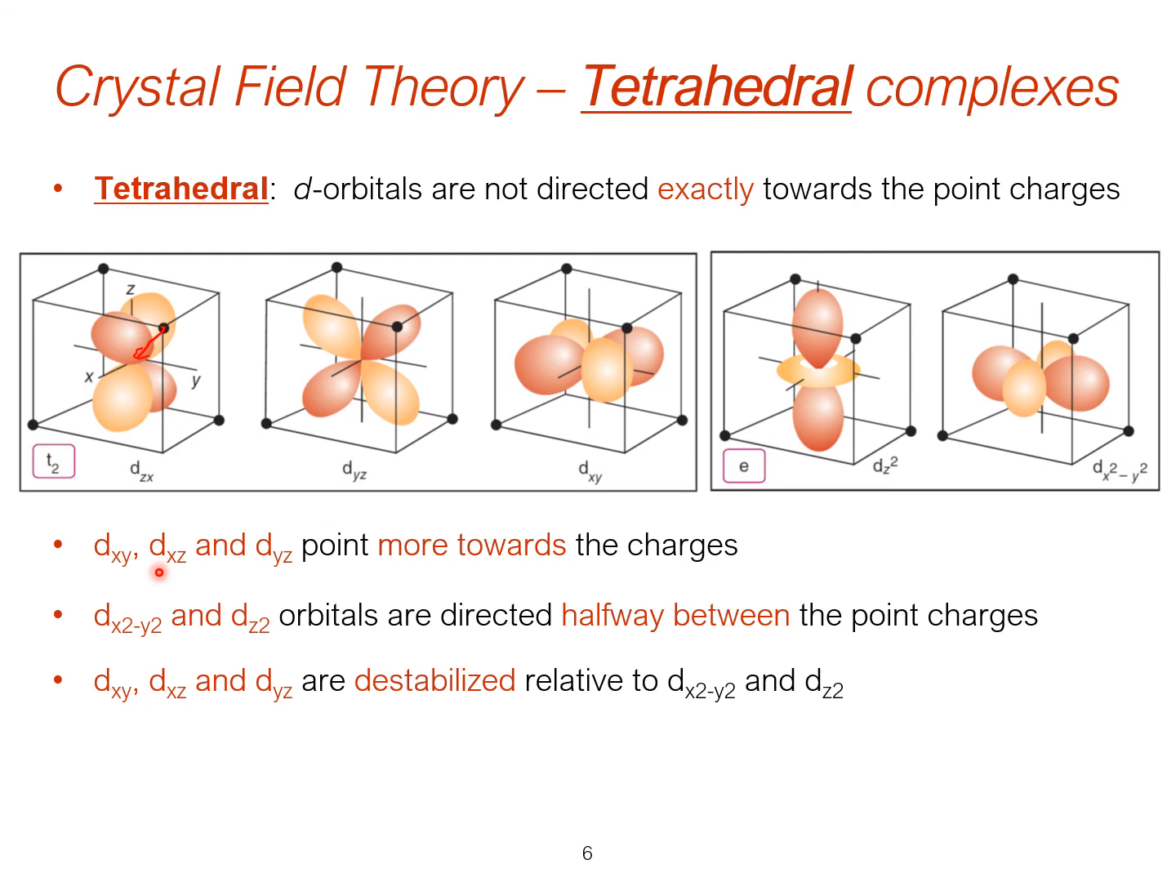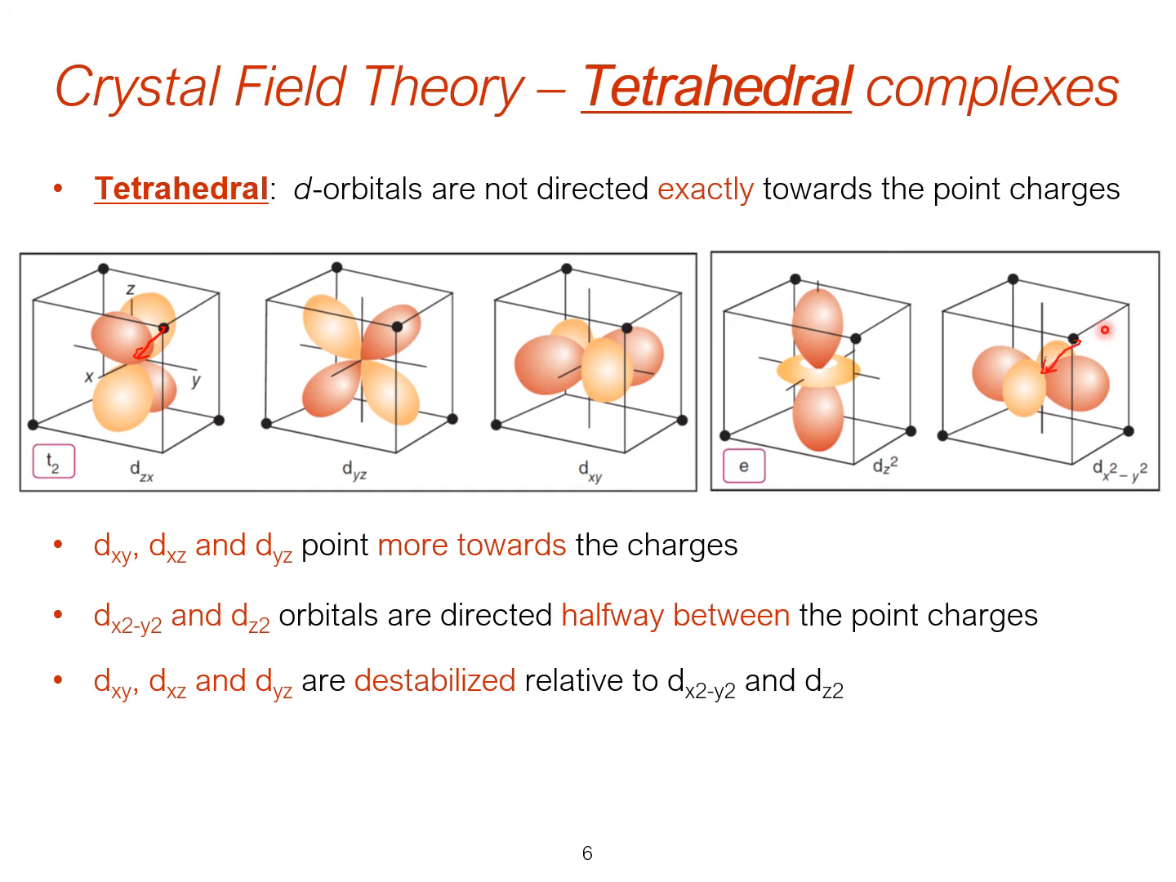So in this case, the dxy, dxz and dyz orbitals actually point more towards the charges. So these are going to be destabilized a bit because of that interaction between the point charge and the lobe of the d orbital. Then if we look at the E orbitals, so the dz squared and x squared minus y squared, and look at the route these take towards the metal center.